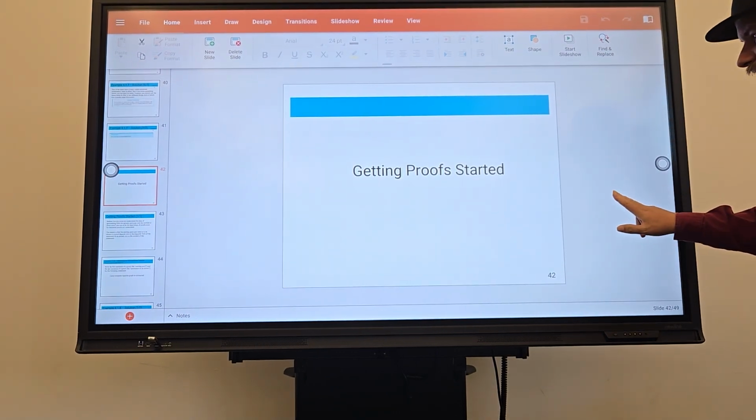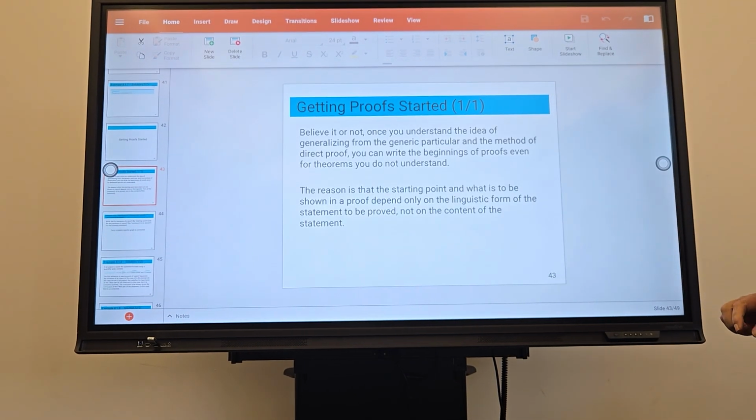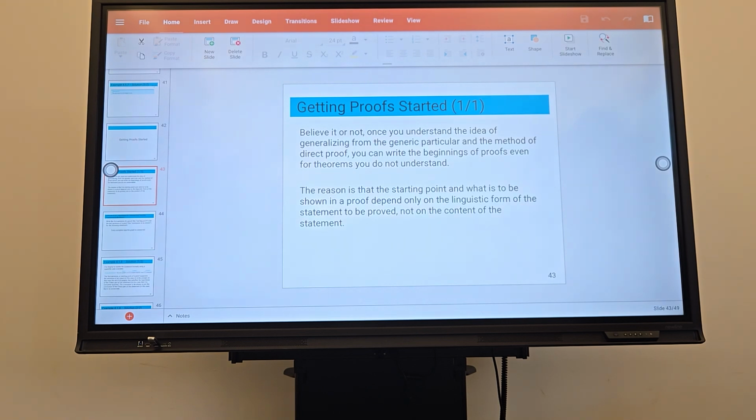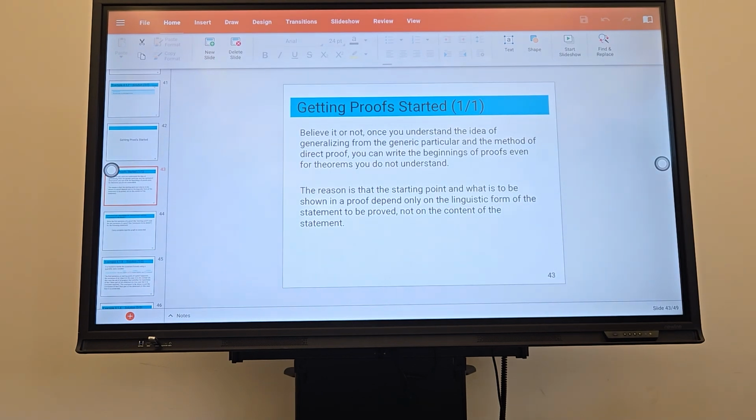Getting proofs started. How do you go about getting things started? Once you understand the idea of generalizing from the generic and the method of direct proof, you can write beginnings of proofs even for theorems you do not understand. The reason is that the starting point and what is to be shown in a proof depend only on the linguistic form of the statement to be proved, not the content of the statement.